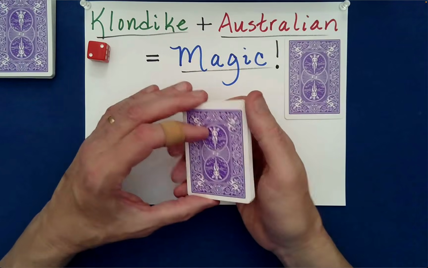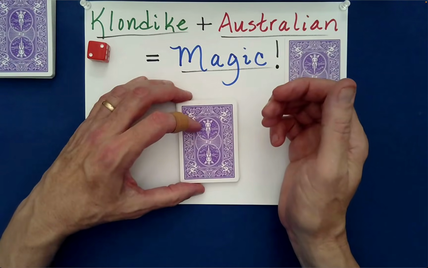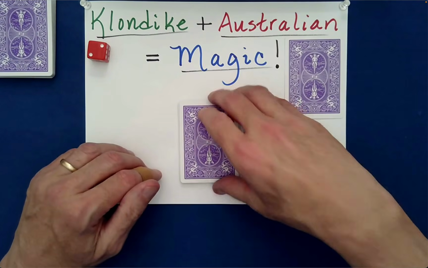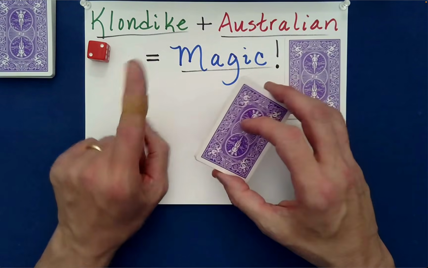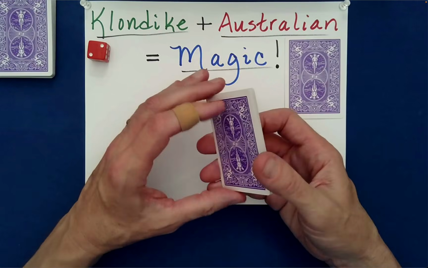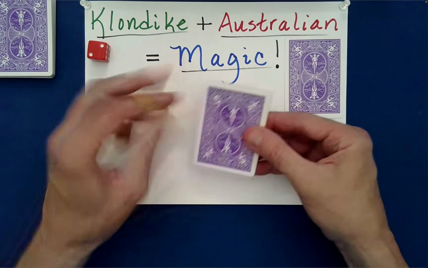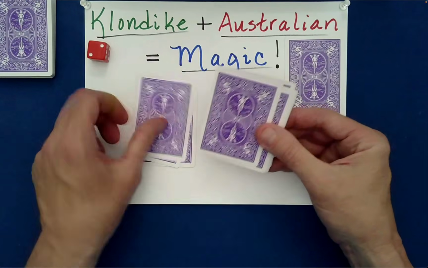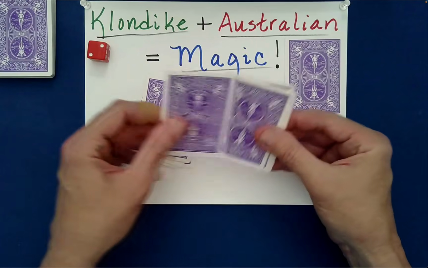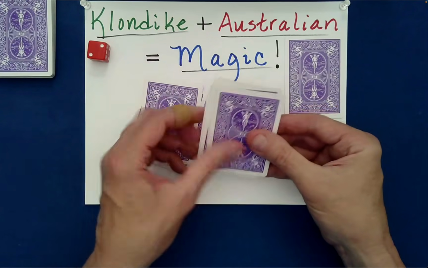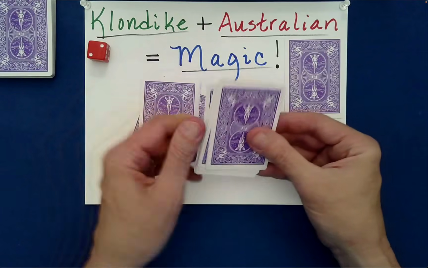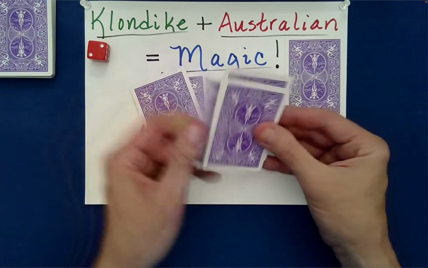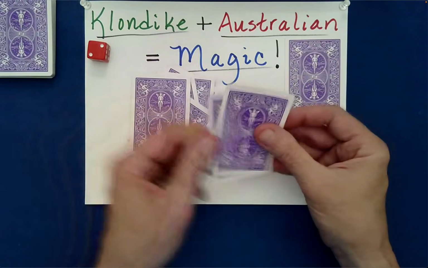Once again, the Australian Shuffle is, in some ways, the clever part. But we only need to perform 1 Australian Shuffle. But boy, is it essential. Okay, here we go. Down, under, down, under, down, under, down, under, down, down, under, down, under, down, down.